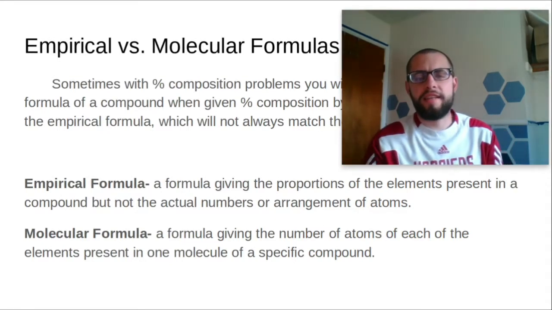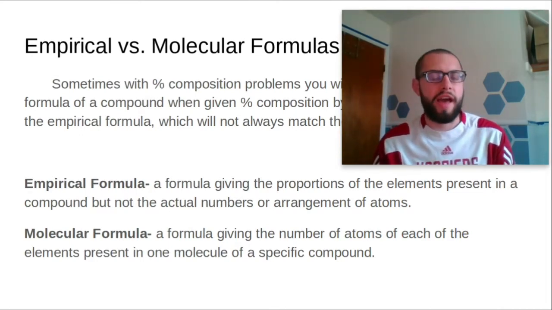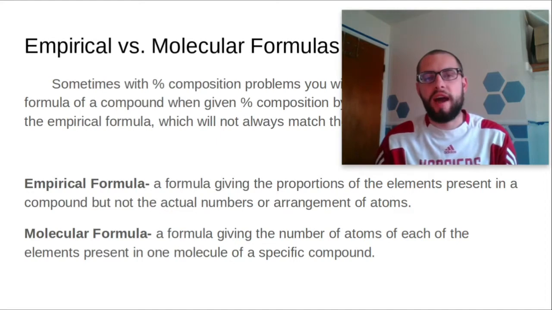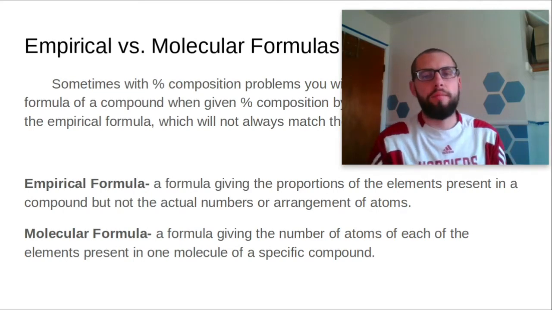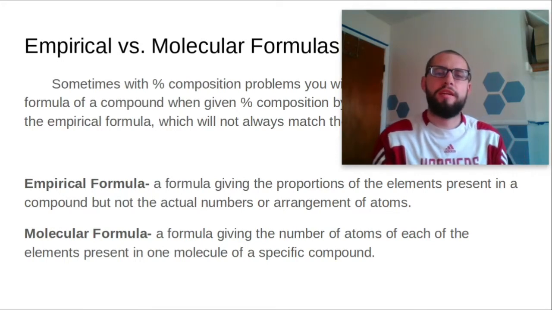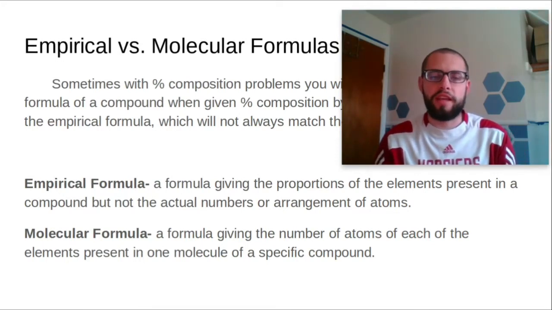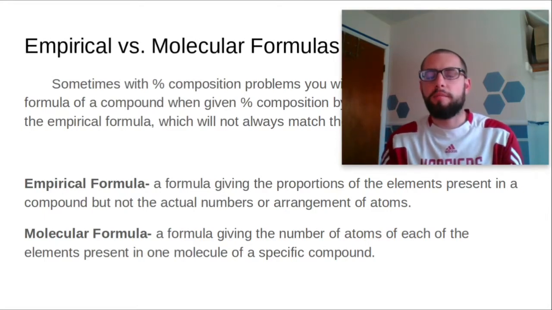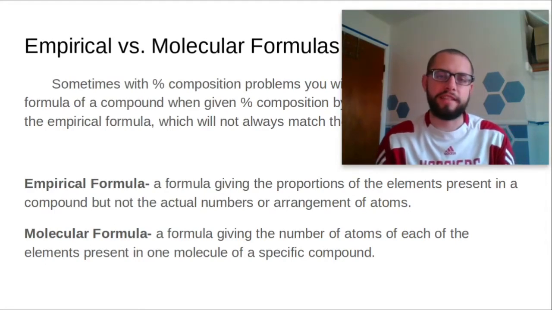What I mean by that is maybe we have twice as much hydrogen as we do carbon. Maybe we've got 2.5 times as much nitrogen as we do carbon. It'll be able to tell us the ratio and the proportions, but not the reality. For the reality, we need the molecular formula. The molecular formula will actually tell us how many atoms of each element are in that compound precisely.